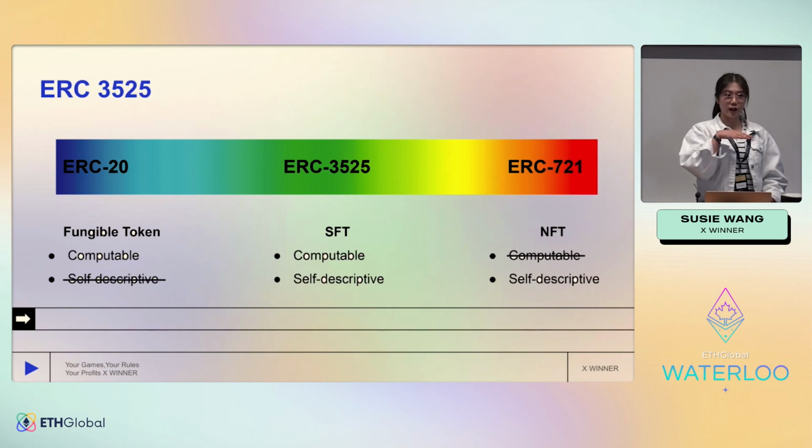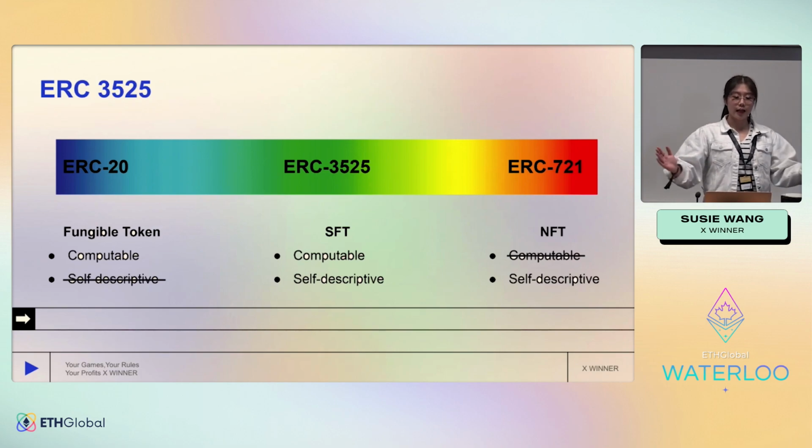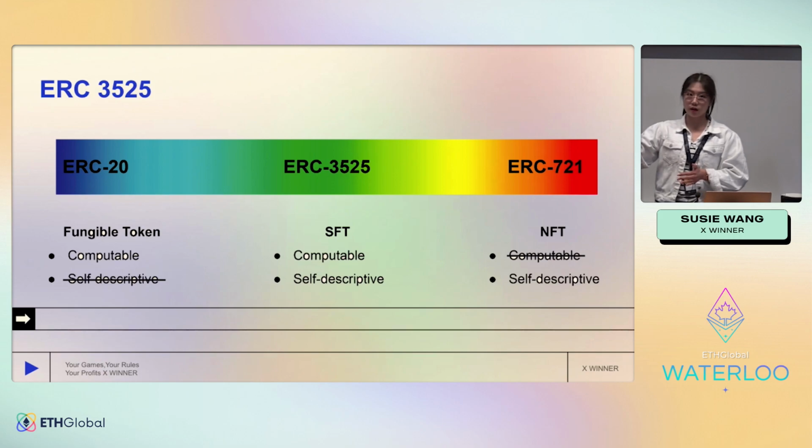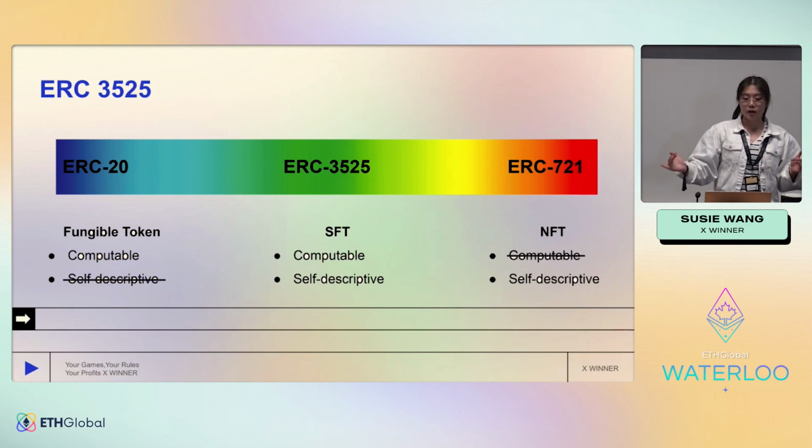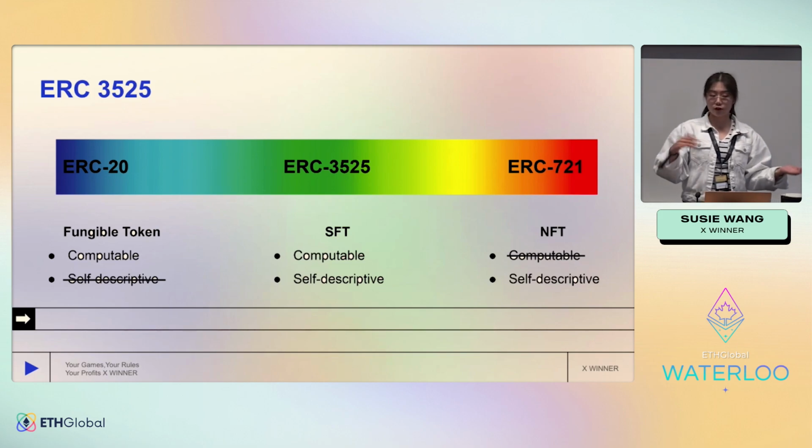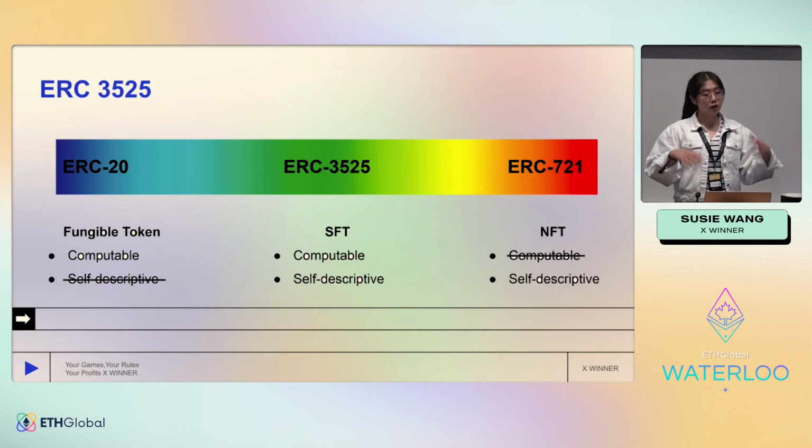This is a very clear picture, and I found ERC3525 and ERC1155 in the middle of the spectrum, where ERC20 is computable but not really self-descriptive. ERC721, on the other hand, is self-descriptive but not really computable. But 3525 and 1155 have both of these properties.